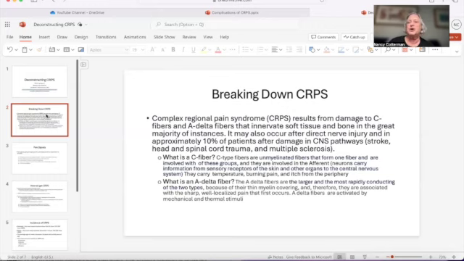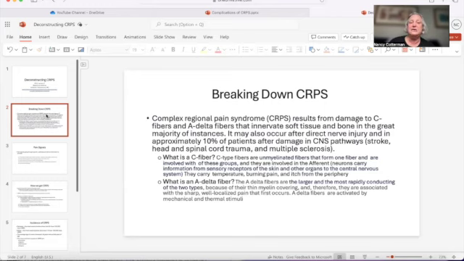So, what is a C fiber? C fibers are unmyelinated fibers that combine to form one fiber and are involved with the afferent nervous system, which are the neurons that carry information from sensory receptors of the skin and other organs to the central nervous system. They can carry temperature, burning, pain, and itch from the periphery.